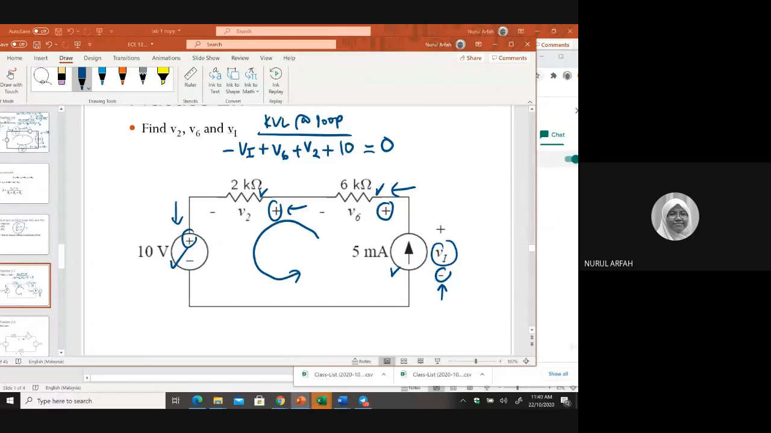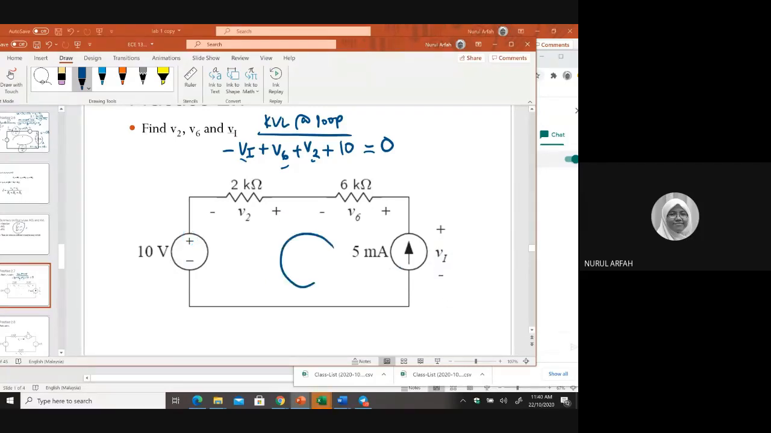Okay, but we haven't finished anything yet. How many unknowns are in this? 3, right? 1, 2, 3. So still we cannot solve anything here. So what should we do? Apply basic law. We can apply basic law, but what are they?